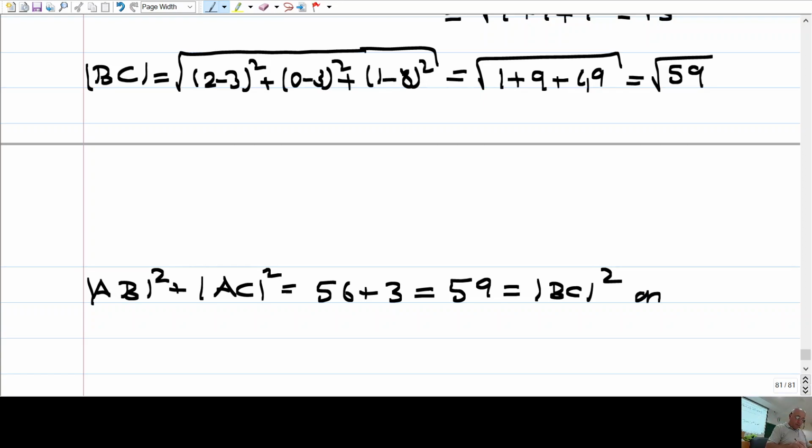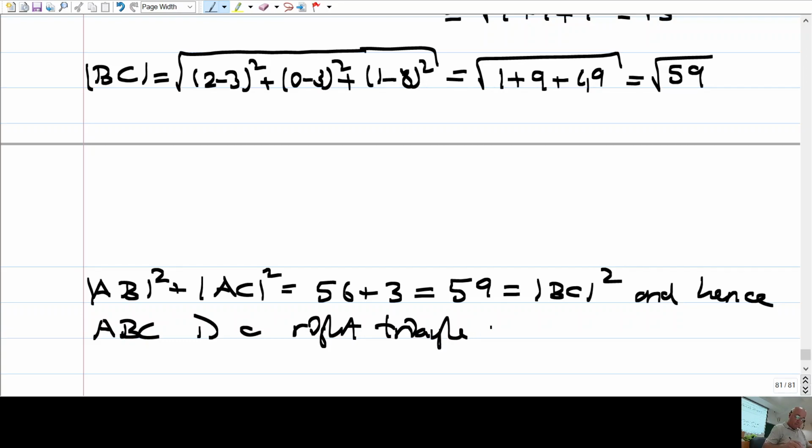Therefore, and hence, ABC is a right triangle with A, where A is the right angle.